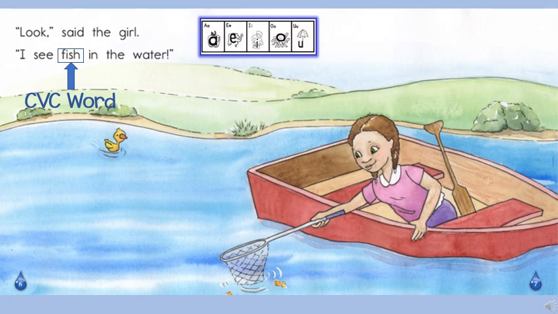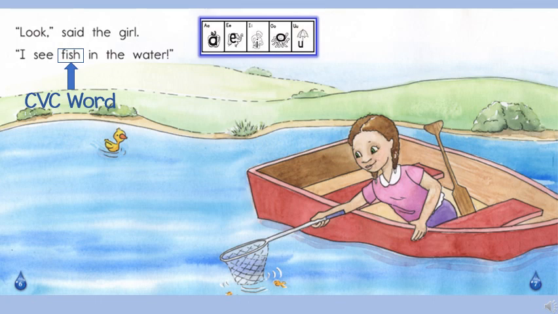Look, said the girl. I see blank in the water. So that word has f and then an I, sh. F, ish. I used that short I sound in that word. There was no E at the end.